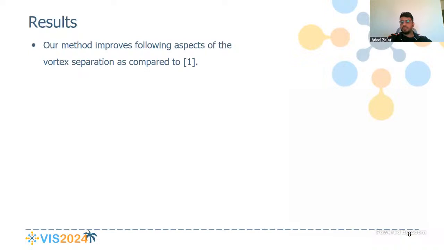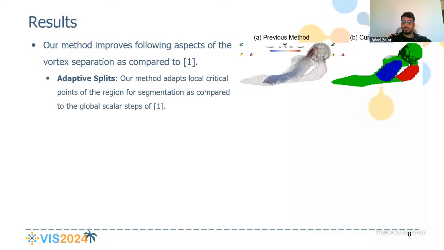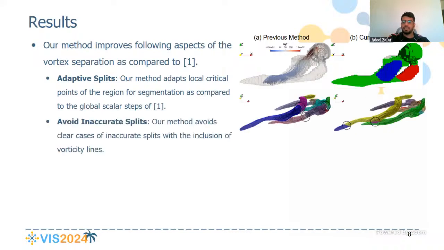Our method improves the following aspects of the vortex separation problem as compared to the previous work. First is adaptive splits. Our method adaptively splits by using local scalar field critical points to perform segmentation, which results in more accurate splitting. Second is avoiding inaccurate splitting. We avoid inaccurate splitting using the vorticity lines, as shown in the right figure, compared to the previous results shown in the left figure that contain multiple inaccurate splits that I have highlighted in circles.